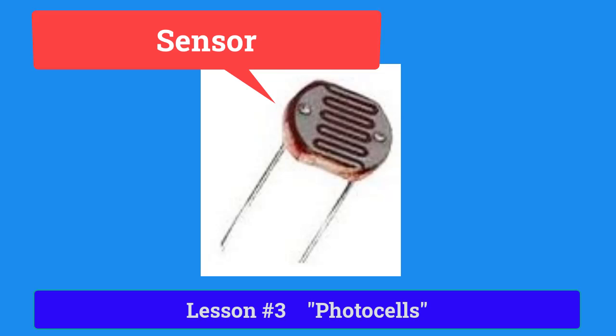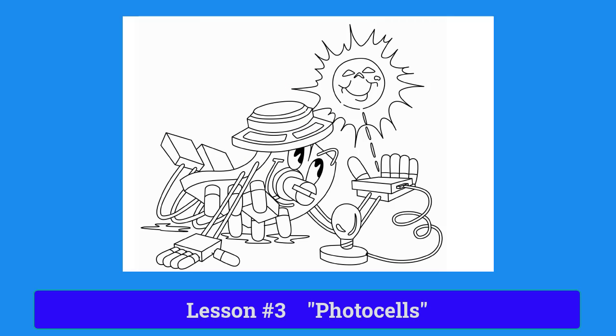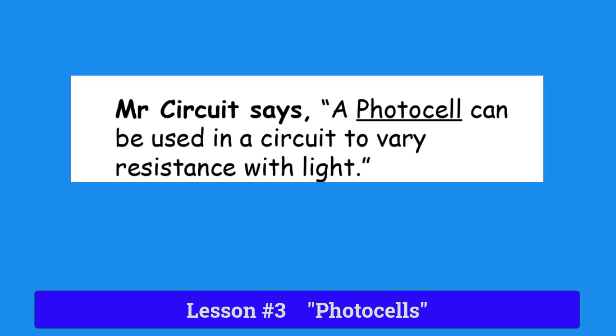On page 3, you see that Mr. Circuit Robot is holding something electronic in its hand. You see the sun sending rays to a circuit. This circuit probably has a photocell in it. This circuit is also connected to a light bulb. What does a photocell do in an electronic circuit? At the bottom of page 3, what does Mr. Circuit say? Mr. Circuit says, a photocell can be used in a circuit to vary resistance with light.